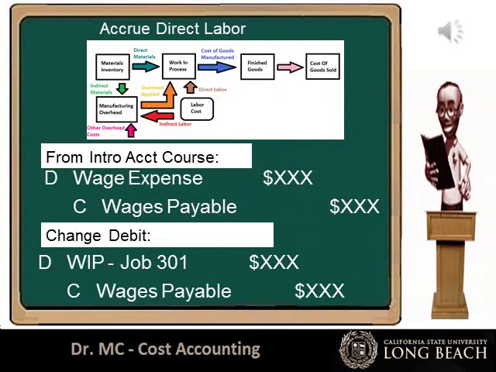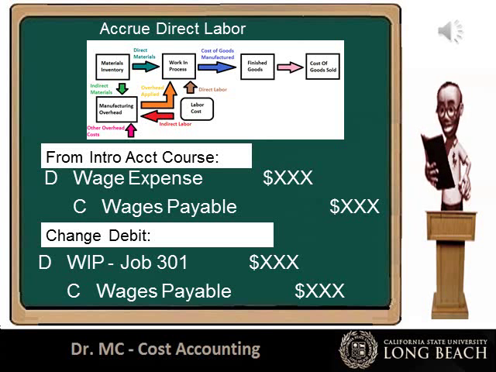Consider the journal entry made when a factory incurs a direct labor cost on credit. In your financial accounting courses, you were taught to debit some sort of labor expense account, such as wage expense, and you were taught to credit some sort of payable account, such as wages payable. We know, however, that you generally do not expense factory costs. So, we need to change the debit.